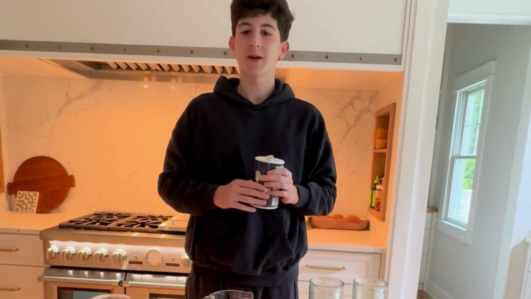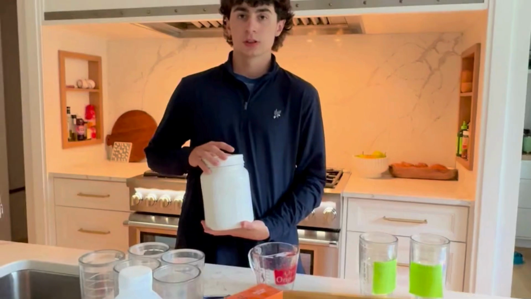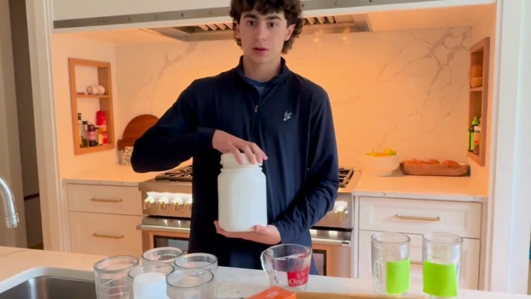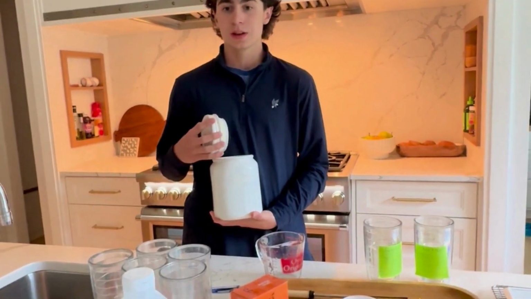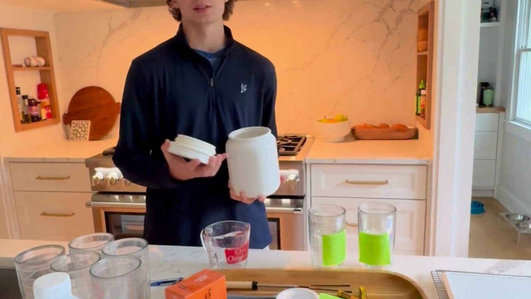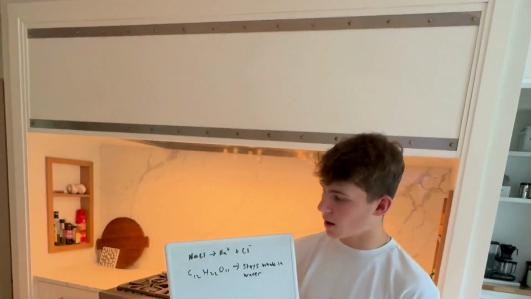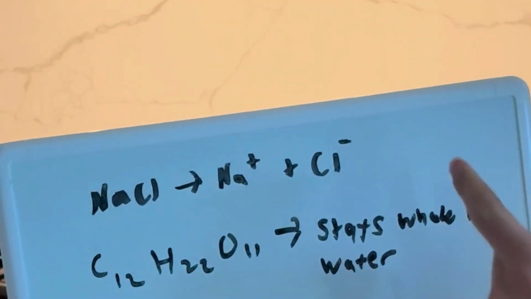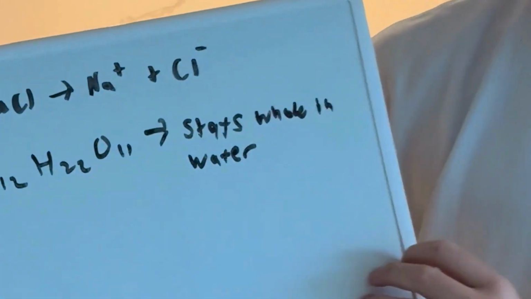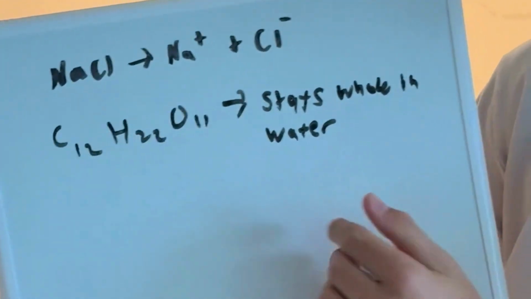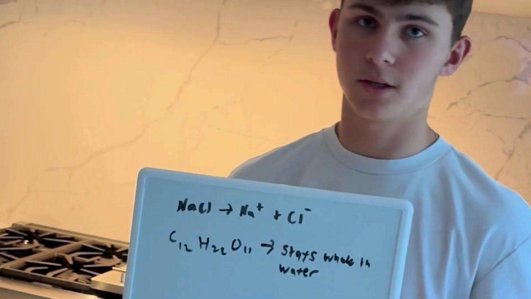Table salt is sodium chloride, or NaCl, and it's held together by ionic bonds. Sugar, or sucrose, is held together by covalent bonds, and the chemical formula for sucrose is C12H22O11. And as you can see, it's white and crystalline, just like the table salt. Here we can see NaCl, or salt, dissociates into Na+ and Cl-, making 2 ionic charged particles. And we see here C12H22O11 just stays whole in water, as it does not dissociate.